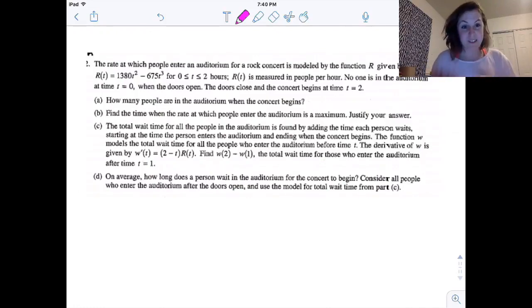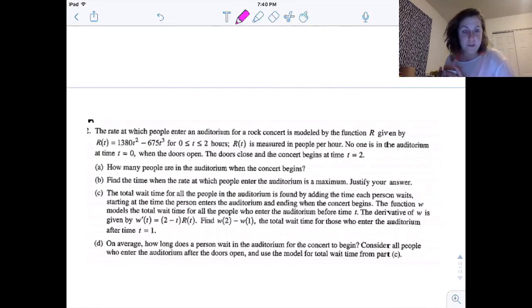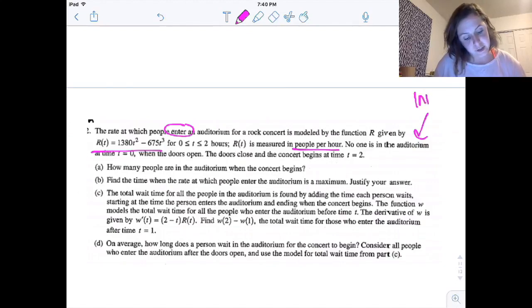Okay, so this one says, the rate at which people enter an auditorium for a rock concert is modeled by a function R, given by this. So this is the rate people enter between 0 and 2 hours. R is people per hour, so this is a rate. No one's in the auditorium when it opens, so this tells me my initial value equals 0. The doors close and the concert begins at t equals 2.